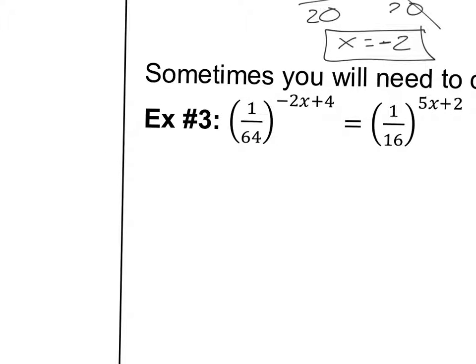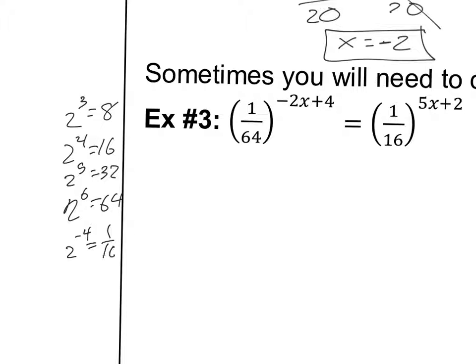So if you remember, 2 to the 3rd is 8, 2 to the 4th is 16. So that's like 2 to the 4th. 2 to the 5th is 32, and 2 to the 6th is 64. But these are not just 64 and 16, they are the reciprocal. So we're going to need to use 2 to the negative 4th is 1 over 16, and 2 to the negative 6 is 1 over 64. So that's how we're going to start.